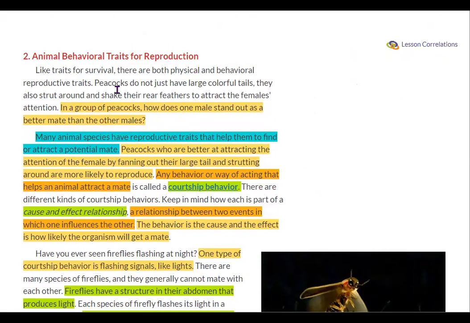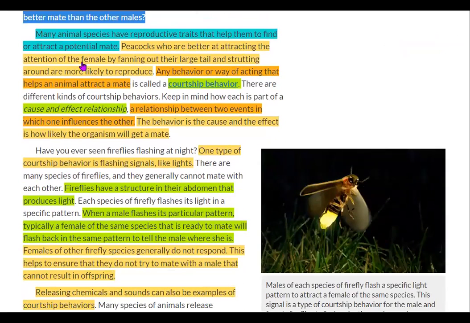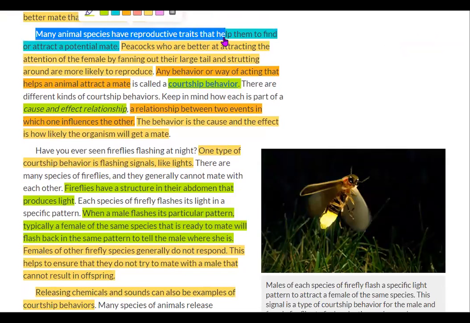Peacocks, they don't just have large, colorful tails, right? They also strut around and shake their rear ends to attract a female's attention. In a group of peacocks, though, how does one male stand out as a better mate than other males? And so many animal species have reproductive traits that help them find or attract a potential mate.